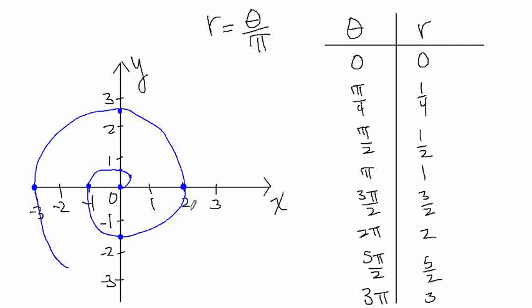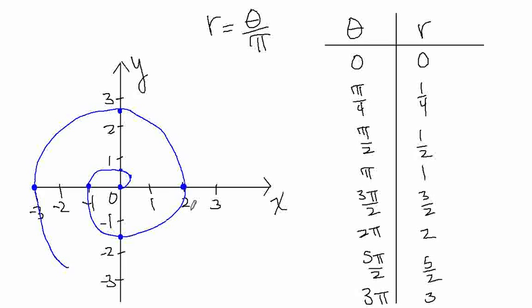Now, why is it a spiral? Well, think about what the equation means. It means that as the direction, as theta increases, the distance from the origin increases, right? So, can you see that in a spiral as you move around along the curve of the spiral, you're getting farther and farther away from the origin, but you're also constantly increasing theta.